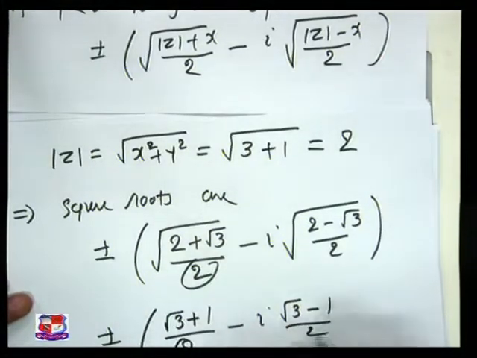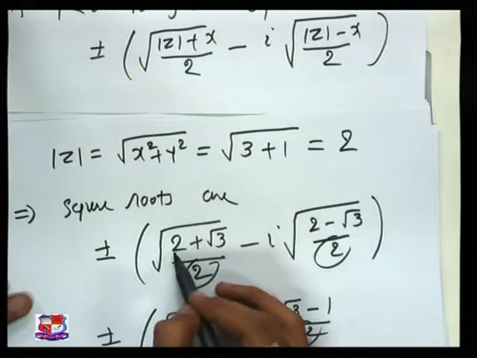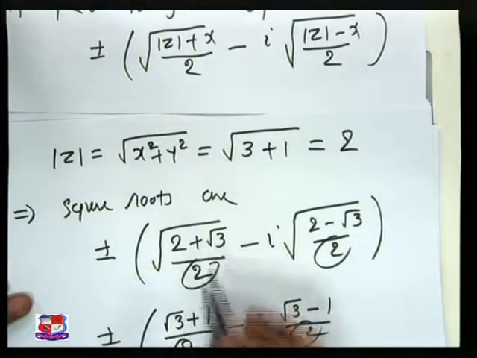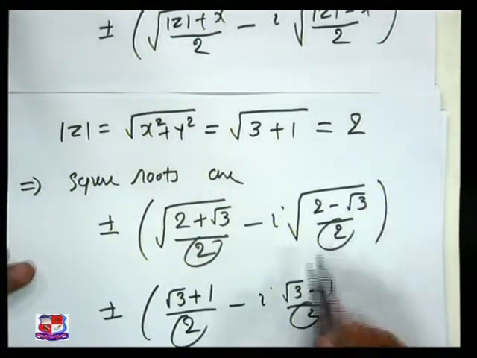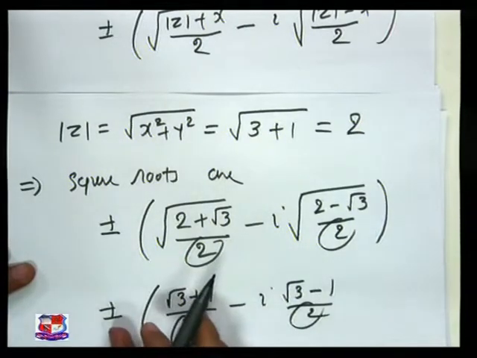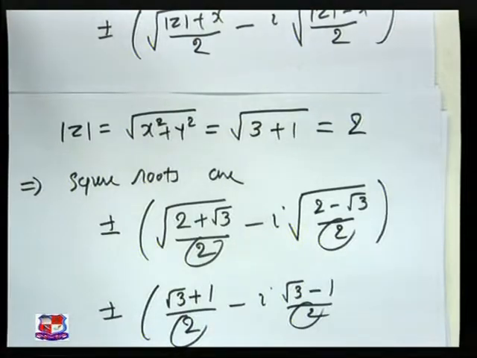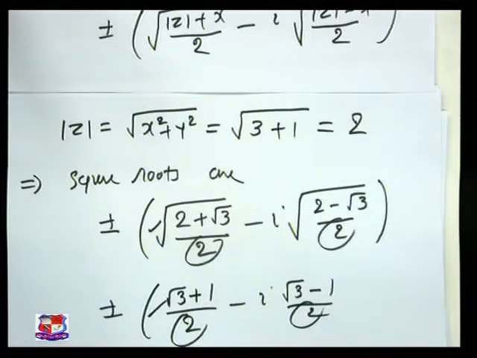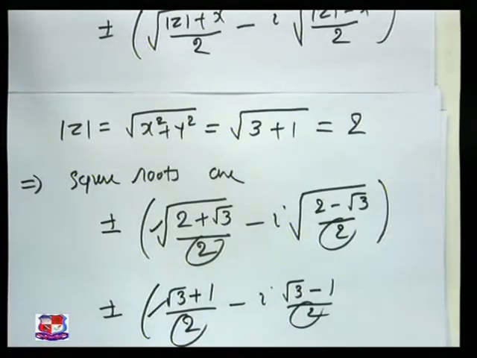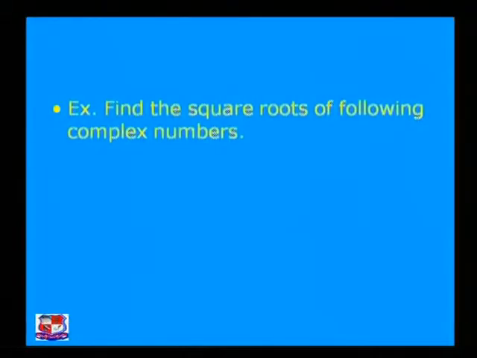So 2 is here, and the square root of 2 plus root 3 is equal to root 3 plus 1, and the square root of 2 minus root 3 is root 3 minus 1. So in this way we can find the square root of any given complex number. This technique we have studied in previous terms. So this is the idea of finding the square root of a complex number.